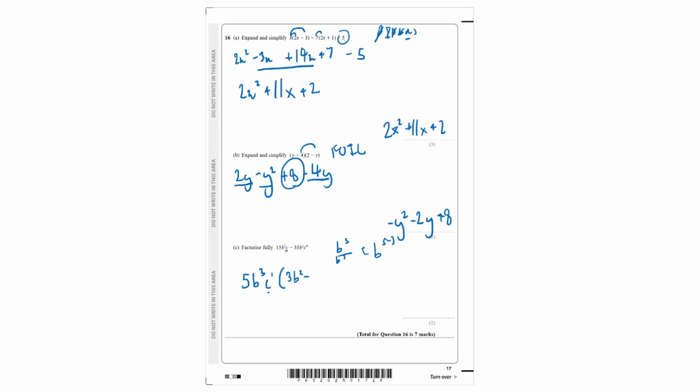Now, moving on. 35 divided by 5 gives us 7. b cubed divided by b cubed is simply 1, so we don't write that. c to the power of 9 divided by c to the power of 1 is c to the power of 9 minus 1, which is just 8. So that means our final answer is 5b cubed c times (3b squared minus 7c to the power of 8).